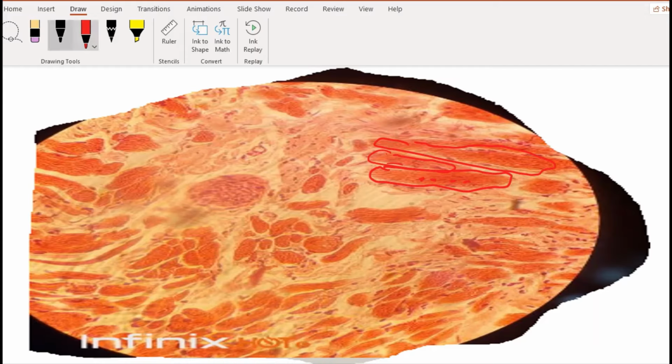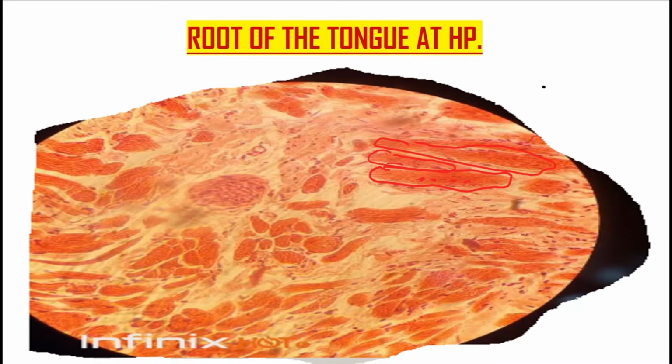It has a lot of nuclei. So draw the longitudinal skeletal muscle fibers. This is a cross-section muscle fiber. This is a cross-section muscle fiber. This is a cross-section muscle fiber.